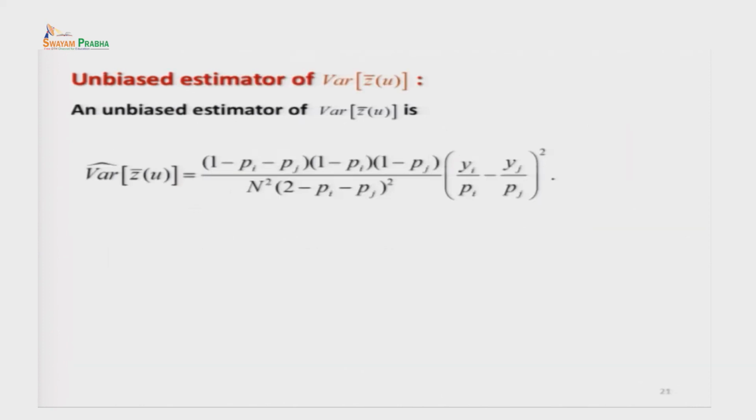Okay, so now I am just giving you the expression to estimate the variance of this z bar u. This estimator of the variance of z bar u is given by this expression. I am skipping the proof here, but if you wish you can use it in real life applications, and this is not difficult to compute. You can see that pi is known to you, pj is known to you, and this capital N is the population size, that is also known to you, yi and yj are known to you. So it is not difficult to compute it in practice.